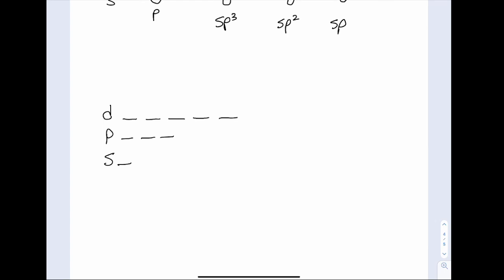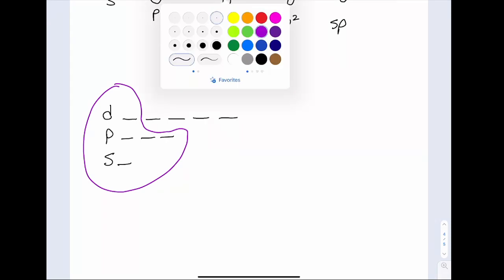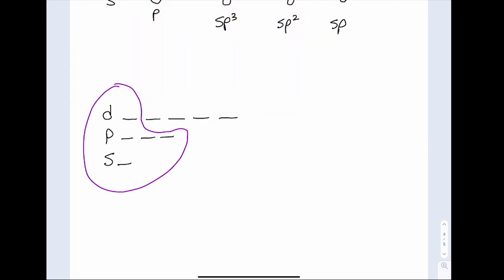There's 5 orbitals. If I want 5 electron groups, I'm going to take an s, I'm going to take 3 p's, and I'm going to take that 1 d. That's going to give me 5 things. So because I combined 5, I'm going to get 5 out. And then the name of it, I took 1 s, I took 3 p's, and I took 1 d, so sp3d is going to be the name of it.